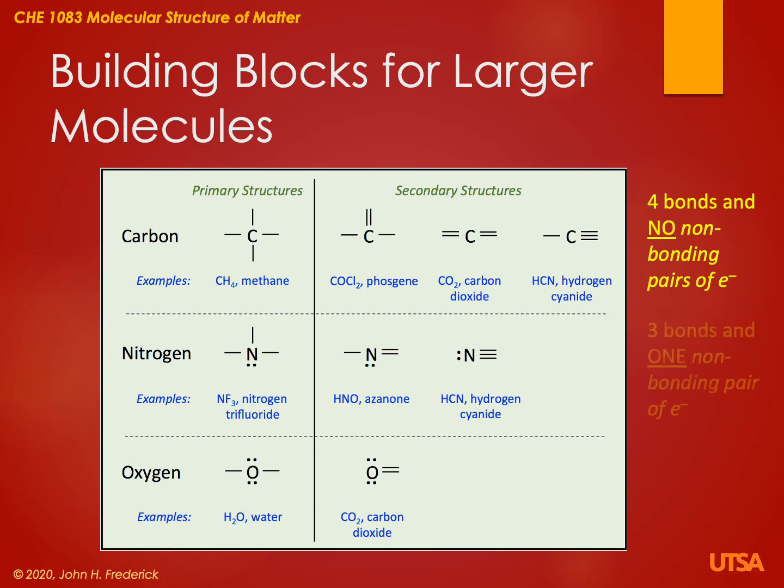Now nitrogen has the possibility of 3 bonds with 1 non-bonding pair of electrons. Again, we'll call the one with 3 sigma bonds, 3 single bonds, a primary structure for nitrogen, with these other variations that have multiple bonds as secondary structures. Finally, with oxygen, we have 2 bonds and 2 non-bonding pairs of electrons around it. And there are really only 2 varieties that we typically find oxygen in these carbon framework molecules.